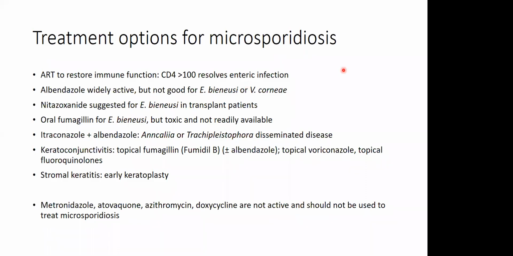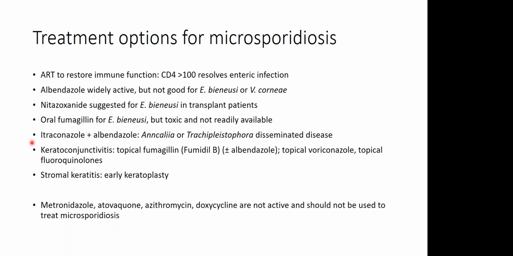So just to round off, a treatment for microsporidiosis, if the patient's immunocompromised, really it's to restore immune function. And in HIV, of course, put them on ART, and basically for microsporidial diarrhea, once the CD4 gets to more than 100, it should resolve. Albendazole, active against many species, but not good for Enterocytozoon or Vittaforma, by the way. Various other ones have been suggested. Nitazoxanide, unfortunately not available here. Oral fumagillin, I'm sure not available here, but it's also a toxic drug.